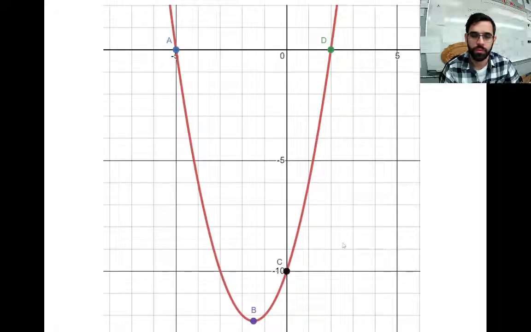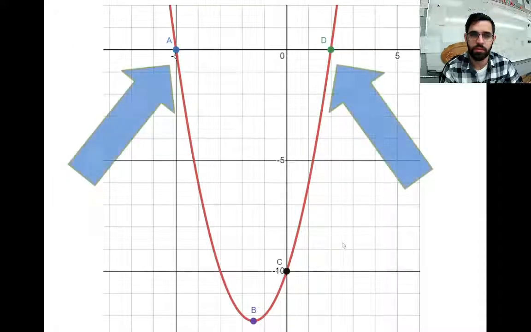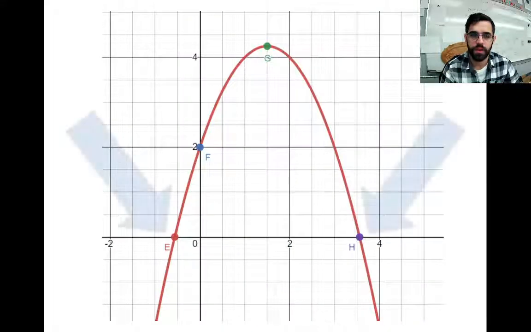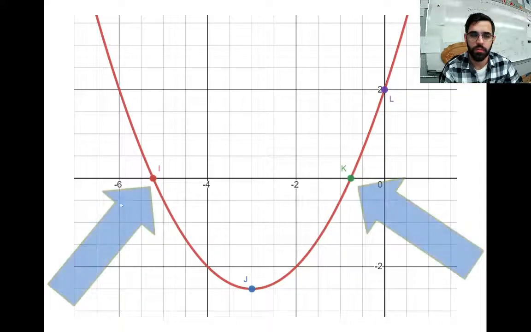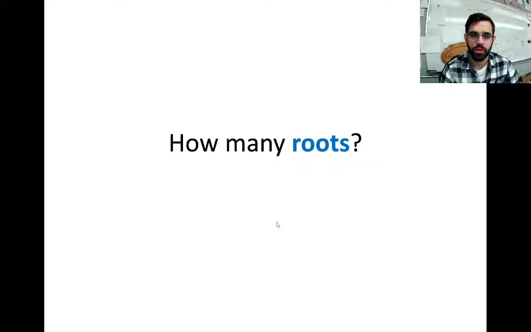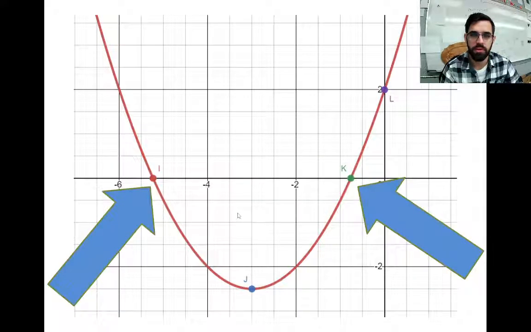Okay, roots. A and D are the roots for this. E and H are the roots for this one. Where's the x-axis? Right here. So I and K are the roots for that one. Roots are where the parabola intersects the x-axis. Roots are also called x-intercepts.